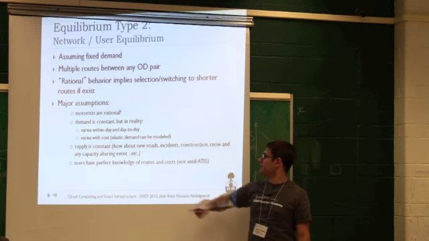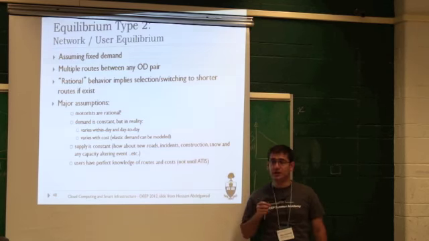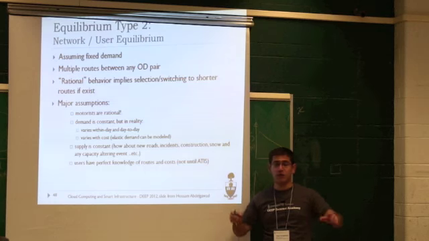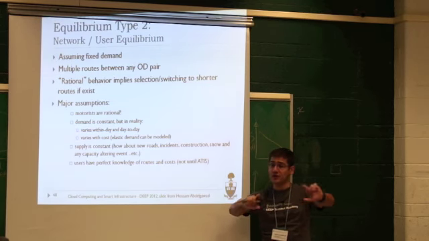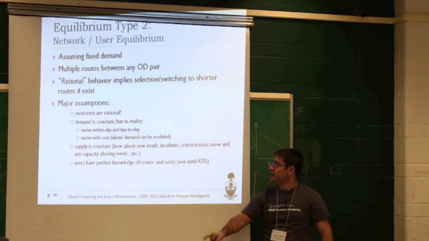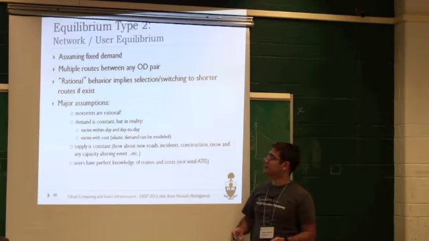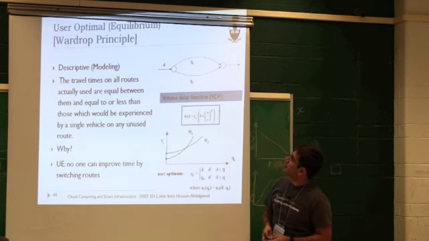And the other thing is we're assuming that users have perfect knowledge of what's happening, of what the travel times of the various roads are, okay? Which is not fully valid to this date. In order to have any type of assignment, you have to have these assumptions.